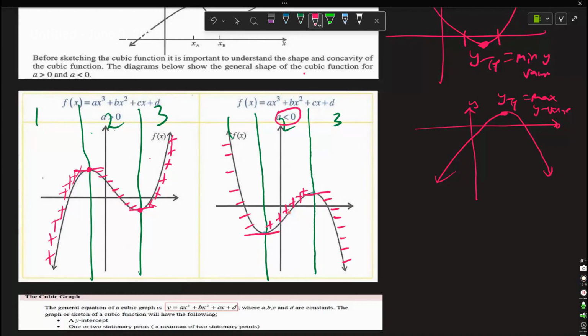So let me pause here for now, and in the next lesson we are going to draw cubic functions, and I'm going to teach you synthetic division because we need that to find the x intercepts of the graph.